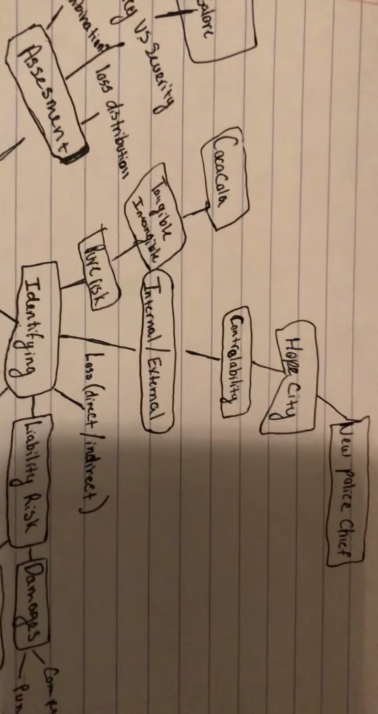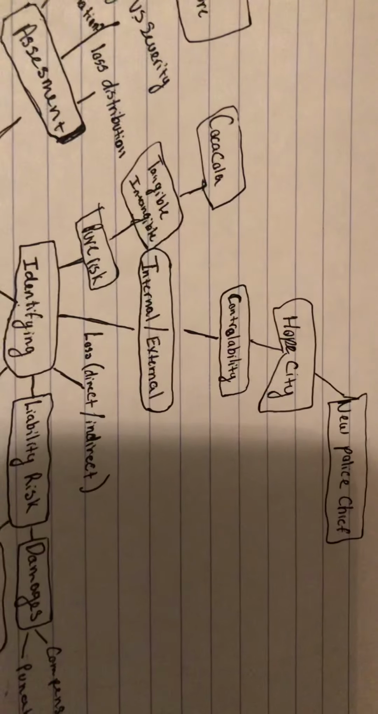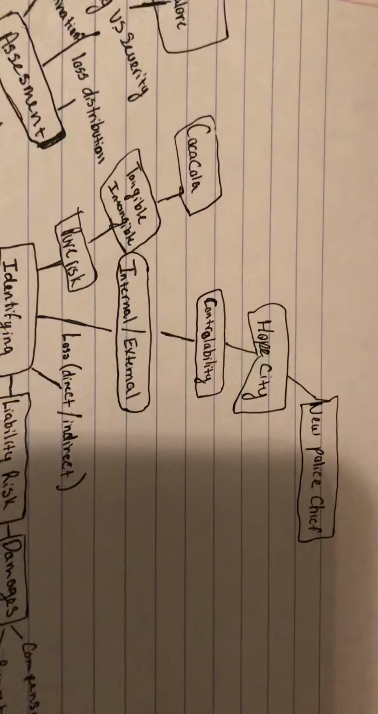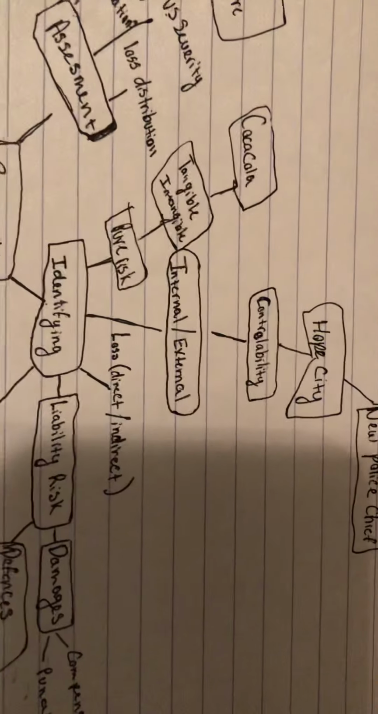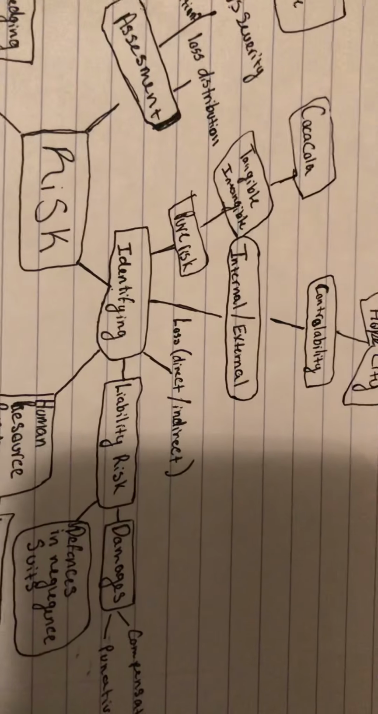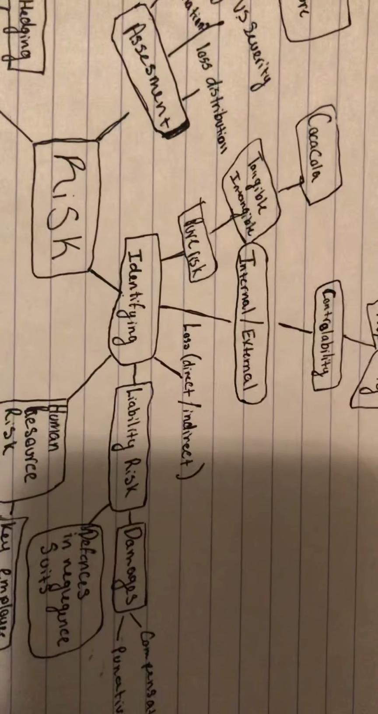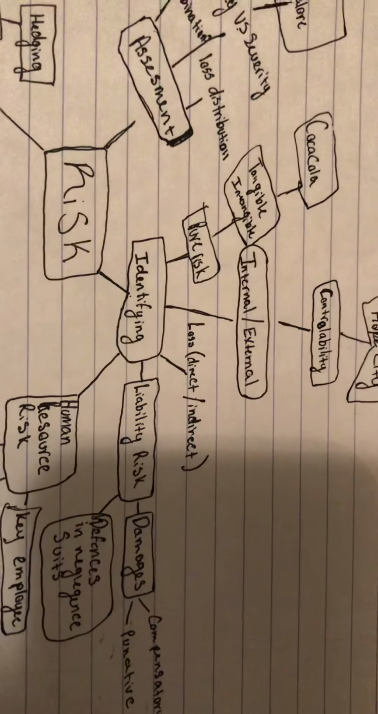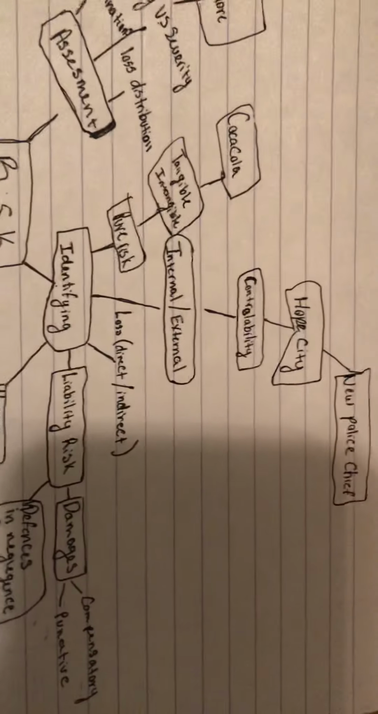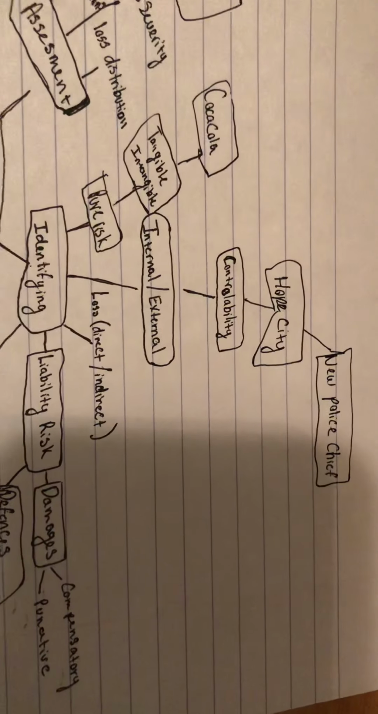Internal and external risks, that goes into controllability. How well can you control this problem from happening, or if it does happen, how well can you control the impact it has? And when I think about that, I think about Hope City.